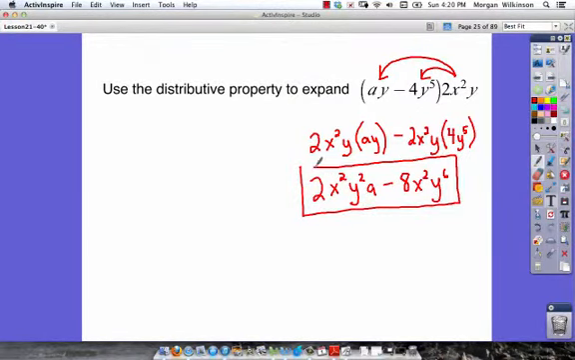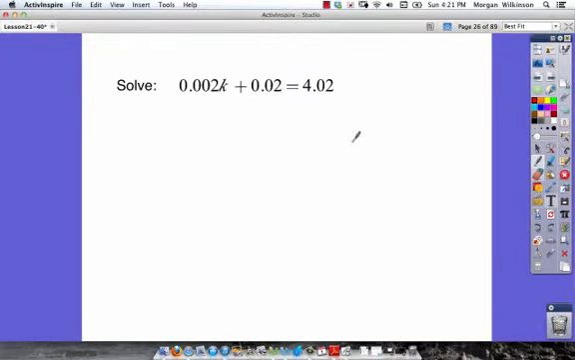We can't subtract these because this term is x squared y squared a, whereas this term is x squared y to the sixth. These are not like terms, so we leave our answer just as we see it here. Let's go ahead and look at our next example. This one is about simplifying problems with decimals.